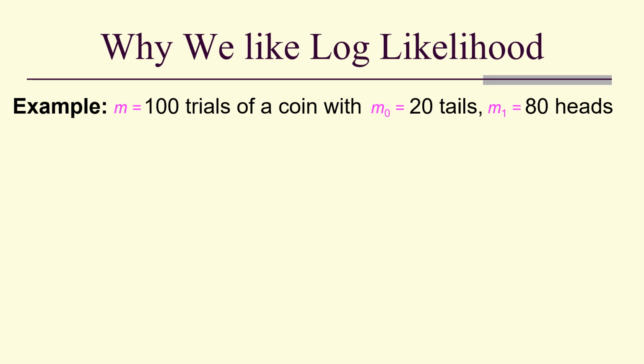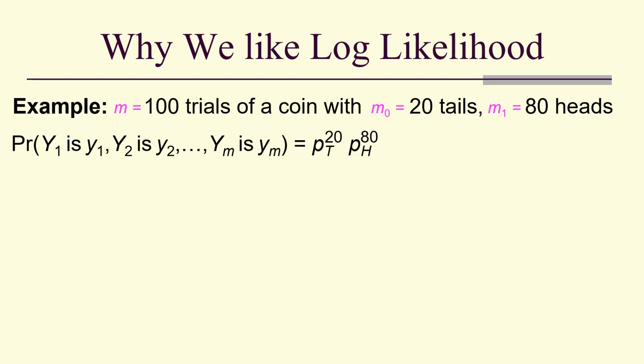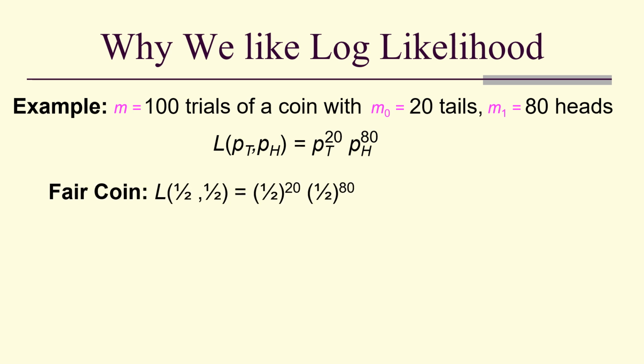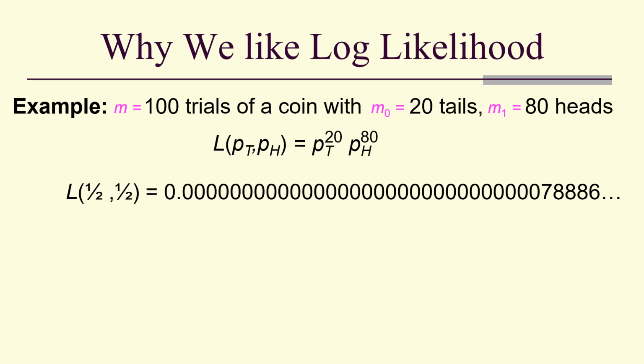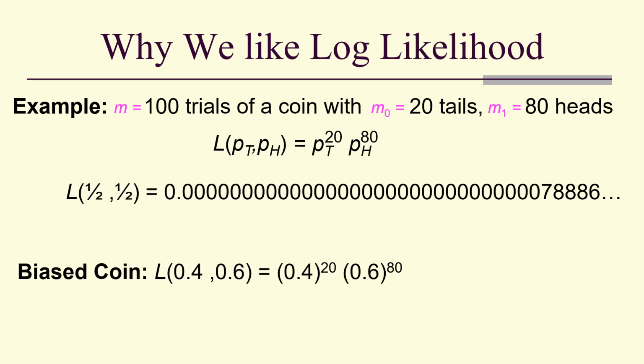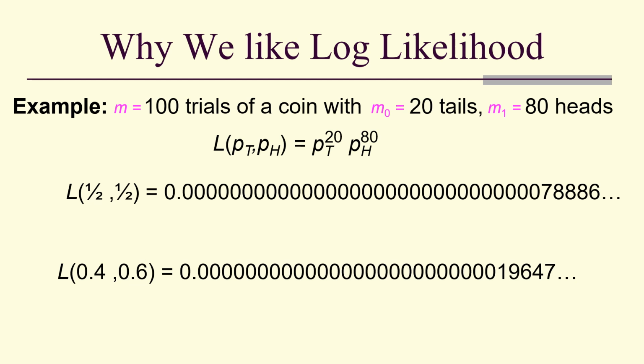So here's why we like log likelihood. Suppose we have 100 trials of a coin with 20 tails and 80 heads. Our joint probability looks like this, and therefore our likelihood function of P sub T, P sub H is P sub T to the 20th, P sub H to the 80th. For a fair coin, that would be the likelihood of 1/2, 1/2, which would be 1/2 to the 100, which would look like that, 30 zeros. For a biased coin, probability of tails of 0.4, our likelihood would be like this, which is 25 zeros, and that gives us this number.